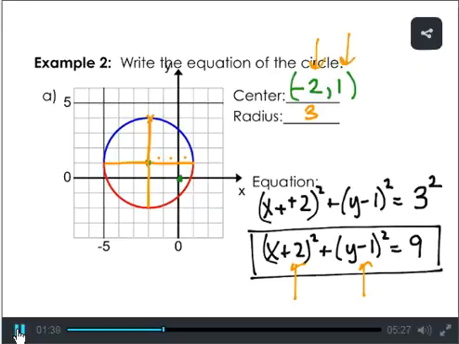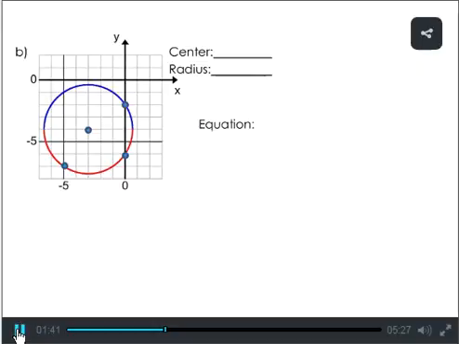Let's try another one. Take a look at this next example here. I was a little nicer here and I put some points on the circle for you to reference. Here's the center, right there. Figure out where that is based off of the origin. So the origin's up there, so the center goes to the left 3, so -3, and it goes down 4. So -3, -4. And again, if you want to, you can go ahead and start writing your equation.